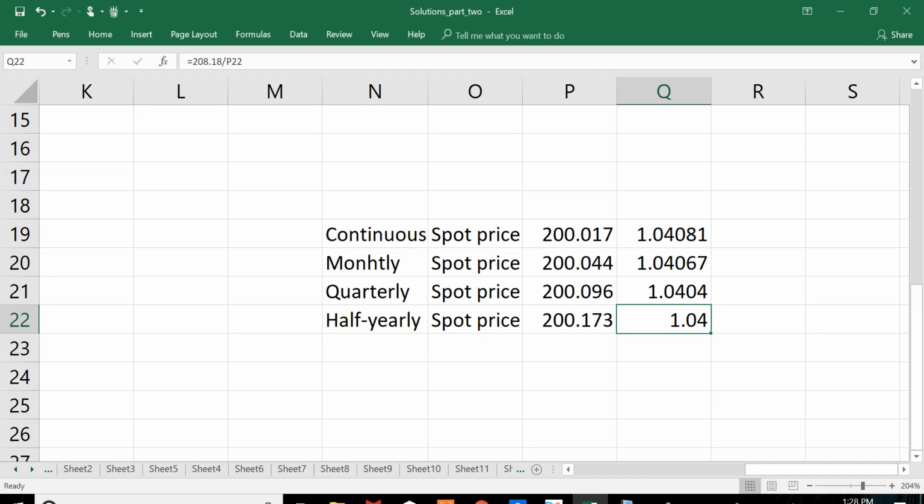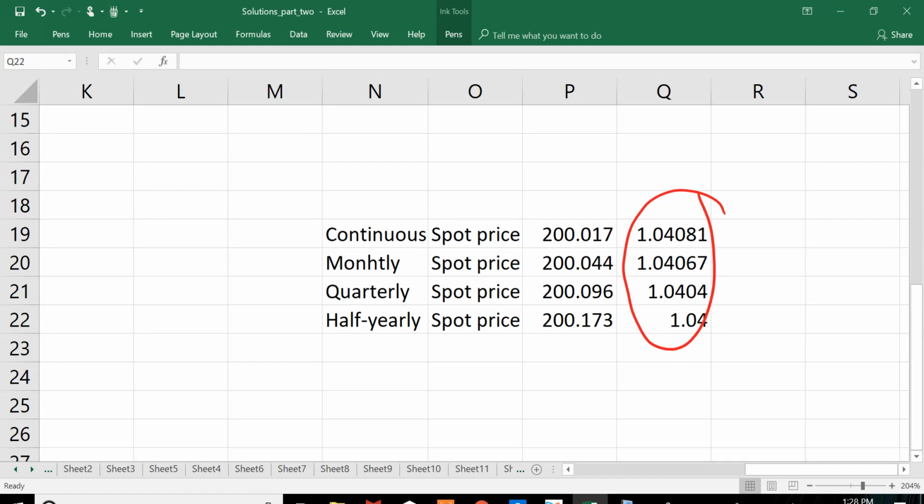Indirectly, what we have been doing is dividing by different rates. I've not divided everything by 4%. When it is half yearly, we have divided by 4%. When it's quarterly, you have divided by 4.04%. When it is monthly, you have divided by 4.067%. Continuous, you have divided by 4.081%. Those are the effective rates. When you divide by a higher rate, obviously the value will keep coming down.